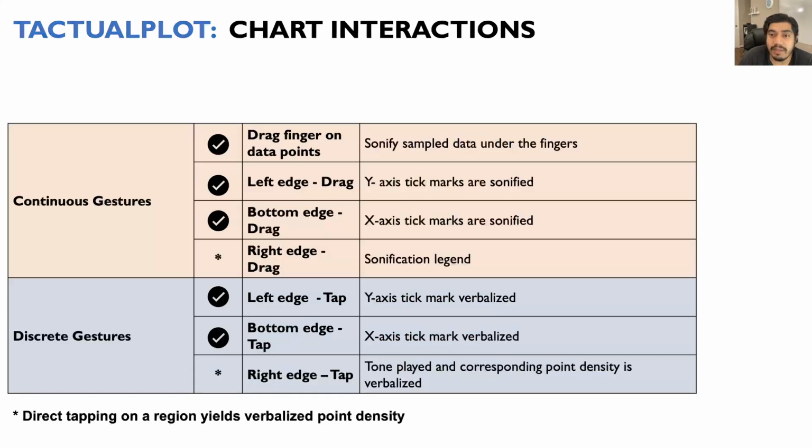In our current implementation, users can interact with scatter plots using discrete and continuous touch gestures. Discrete gestures such as tapping would produce speech output that verbalizes data and chart elements. For example, tapping on a tick mark on the left edge will verbalize the corresponding axis value. Continuous gestures such as dragging the finger along the screen would produce non-speech sounds. For example, as a user is dragging their finger, the point density under their finger is mapped to a pitch value in the sound domain.